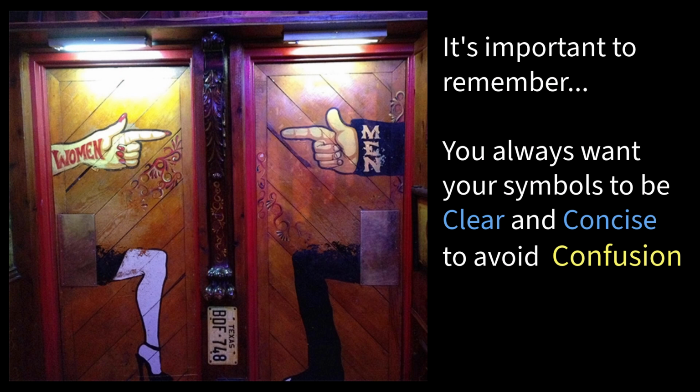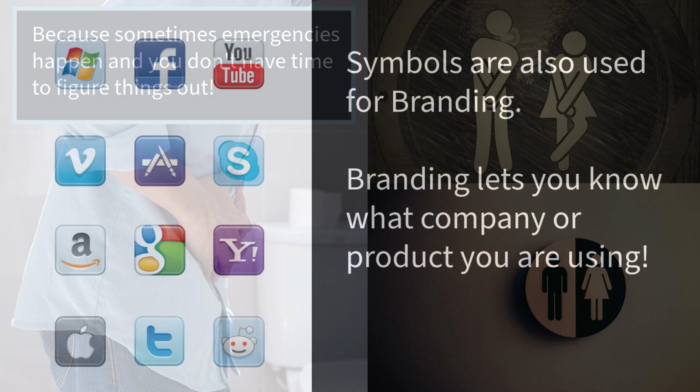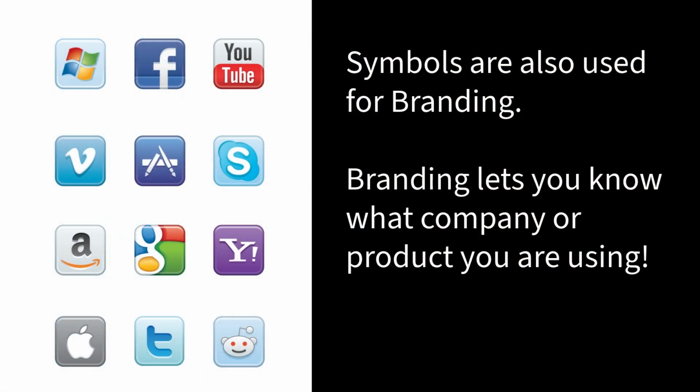Clear, concise symbols are essential. In an emergency, you don't have time to guess their meaning, because sometimes things happen and you don't have the time to figure it out. Symbols also play a huge role in branding. You know you're on Facebook, YouTube, or Amazon because their icons instantly connect you to their services.